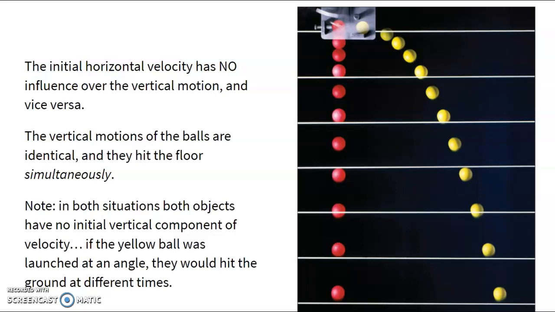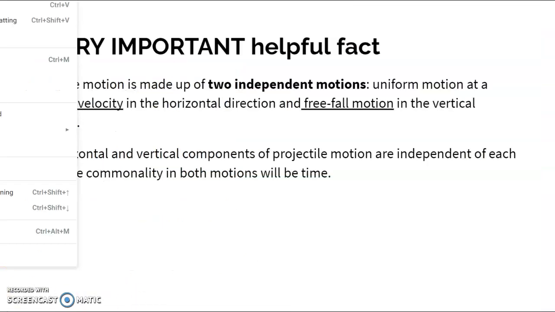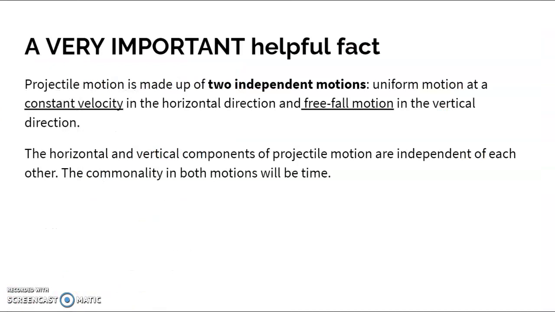So this is a very useful consequence, because then we can think about its motion separately with the horizontal and vertical. So projectile motion is made up of two independent motions. So we have uniform motion at a constant velocity in the horizontal direction and freefall motion in the vertical direction. All right, so the horizontal and vertical components of projectile motion are independent of each other. The common thing with both of these, how they relate to each other, are moments in time.